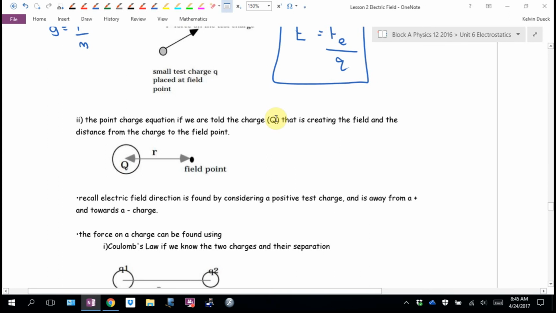It can also be found using the point charge equation, really using Coulomb's law. If we are told the charge that's creating the field in the first place, we can say electric field is equal to kQ over r squared.